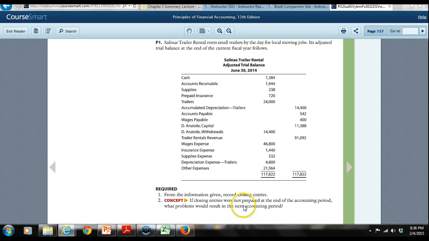Now it says to us, if closing entries were not prepared at the end of the accounting period, what would happen in the next accounting period? Well, one thing would be that he wouldn't have close to 16,000 added to his capital. Correct. Because think about it. We like to know what the income is for a period of time. If we didn't do these closings, we'd just continue it. So instead of recording 1 month at a time or 1 quarter or 1 year, we'd be recording 2 years. That would be goofy.